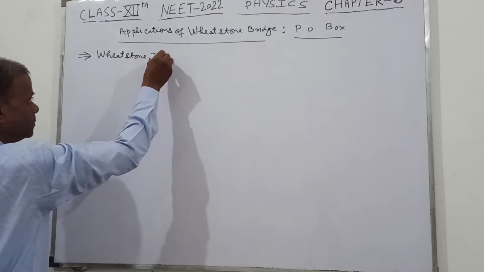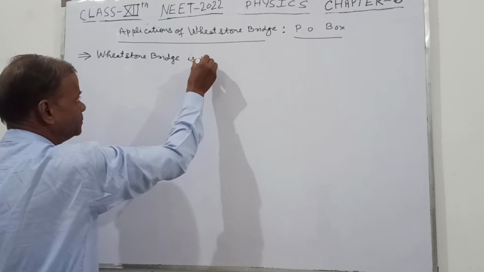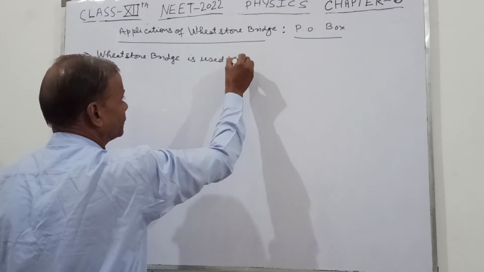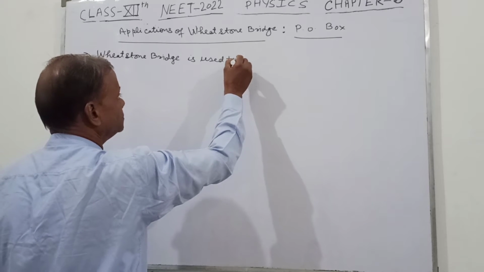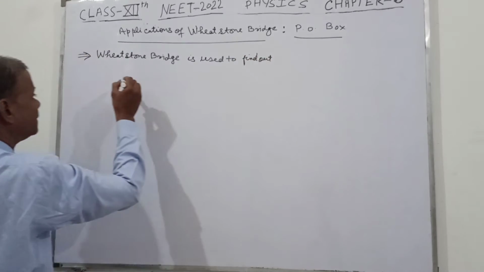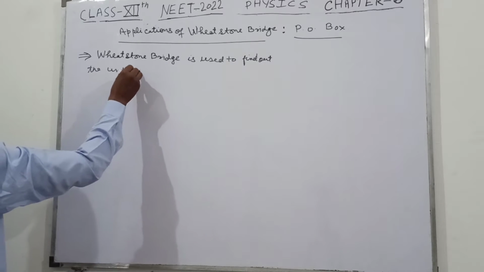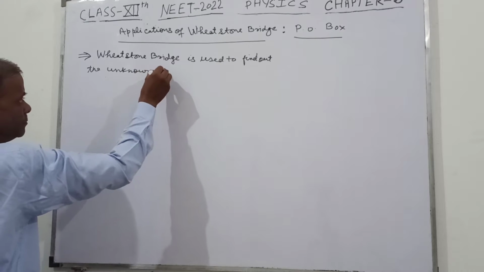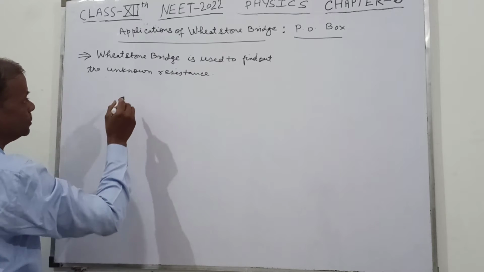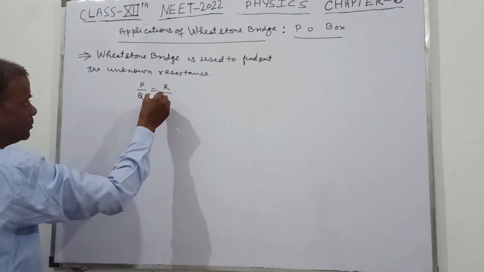Wheatstone bridge is used to find out the unknown resistance. So what we have is P upon Q equal to R upon S.